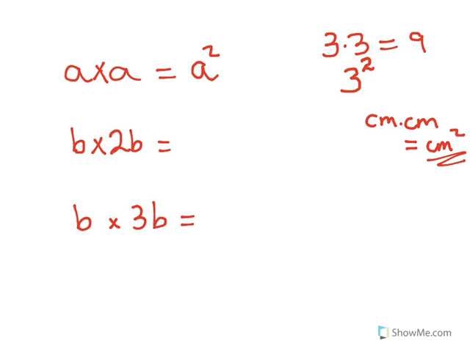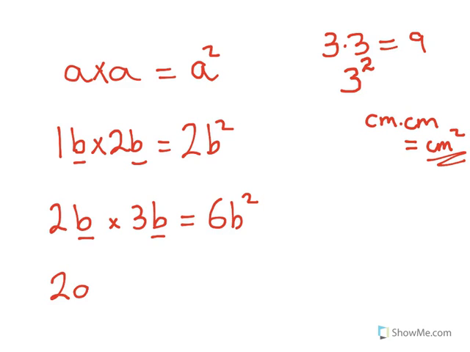b times 2b, well, there's actually a 1 in front of the b. 1 times 2 is 2, but b times b is b squared. b times 3b, well, let's change it into 2b times 3b. 2 times 3 is 6, but b times b is b squared. And this is where it's different. The next one is where it's different.